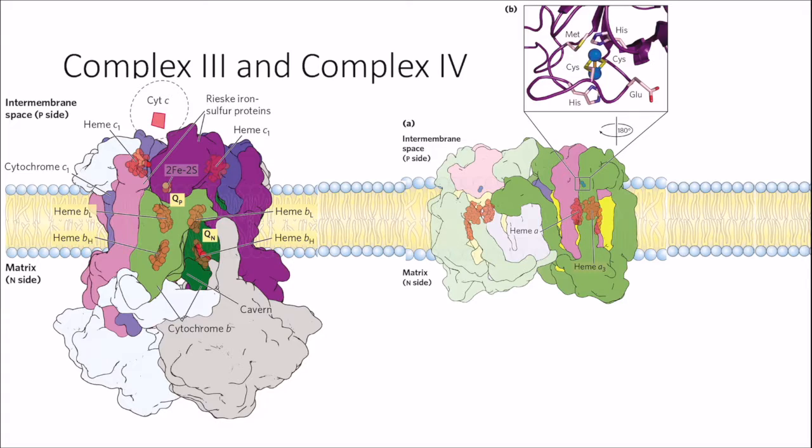There's cytochrome C1, which is right here. And cytochrome C1 contains one heme group. And there's also cytochrome B, and this one contains 2 heme groups.